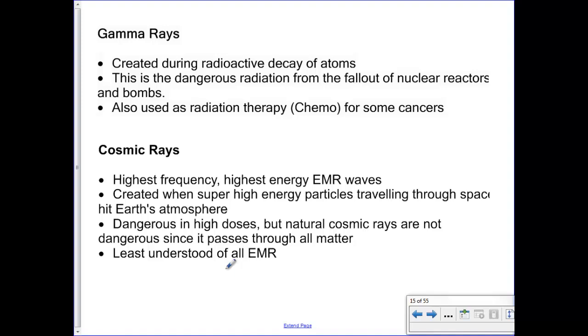Cosmic rays are the shortest in their wavelengths and highest frequency. And we actually know very little about these. They are dangerous, but they pass through all matter. These waves are so small that they will phase through your body, completely unnoticeable. Does that make sense?